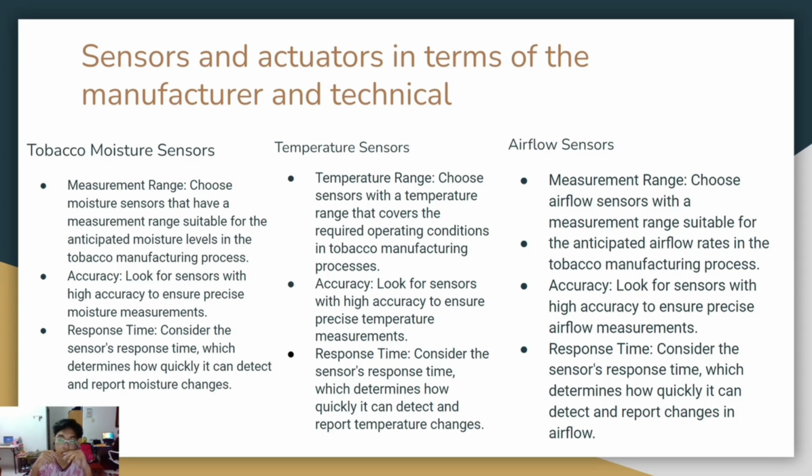airflow rate in the tobacco manufacture process. Next is accuracy. Look for a sensor with high accuracy to ensure precise airflow measurement. And third is response time. Consider the sensor response time, which determines how quickly it detects changes.